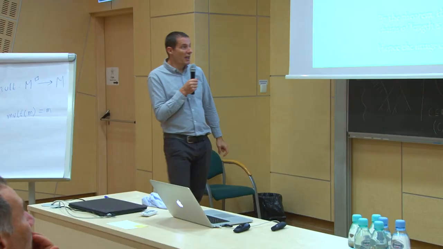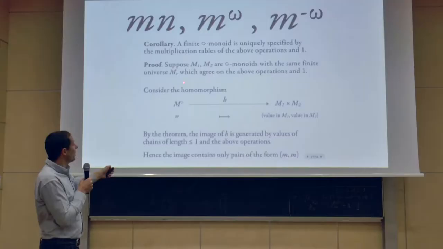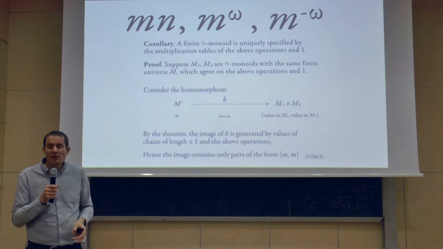And then if we multiply such pairs and take their omega powers, we will only get the diagonal all the time. So by applying that theorem, we know that the image of this homomorphism is going to be contained in the diagonal. Actually, it's going to be equal to the diagonal. And therefore, these two algebras have the same multiplication operation. And you see, this proof is completely generic. It doesn't depend on the fact that we have these types of operations.